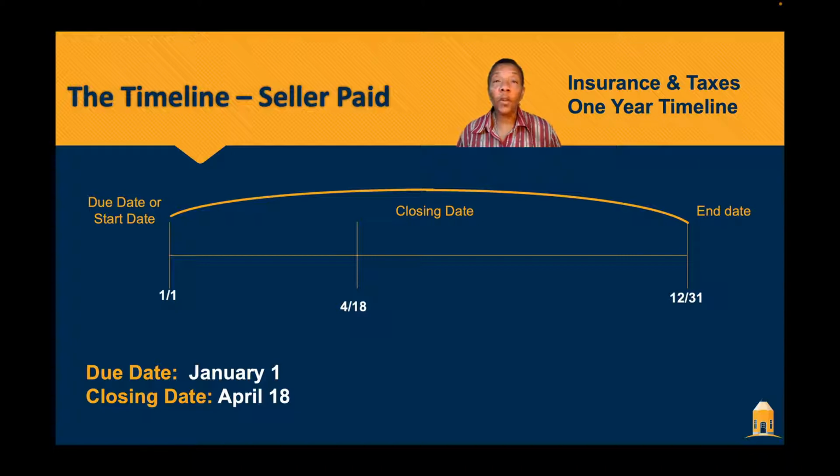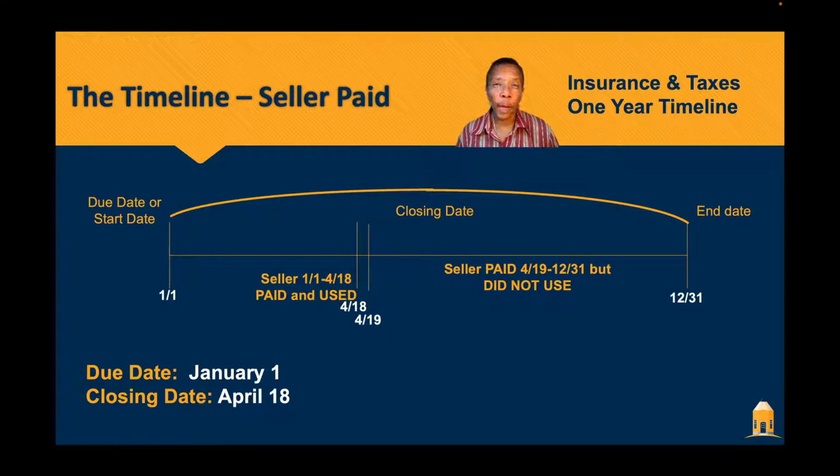The seller obviously would have paid for that entire year because the seller was the only one in the house. But the seller only used this left-hand side because the seller is leaving and closing on the 18th. So the seller is going to want to get the rest of the year back. All right, so the seller paid for that right-hand side, 4/19 to 12/31, but did not use that side. And so what are we talking about when we're talking about prorations? We're talking about who owes who as of the date of closing.